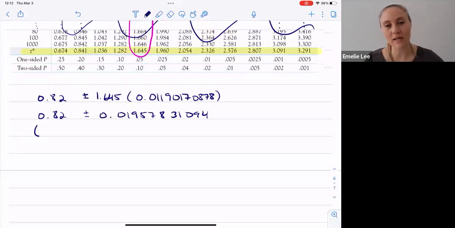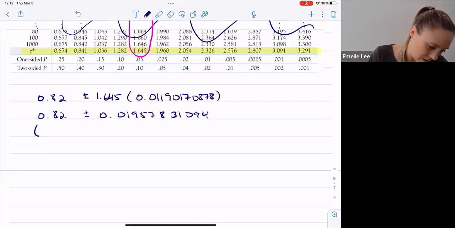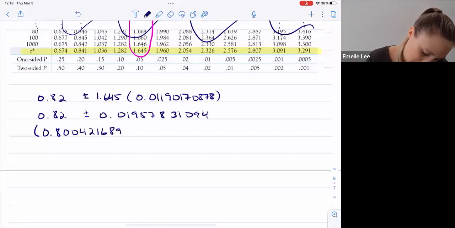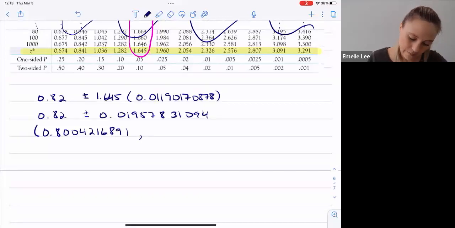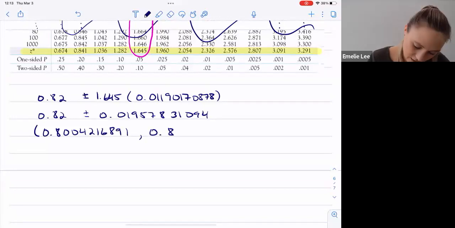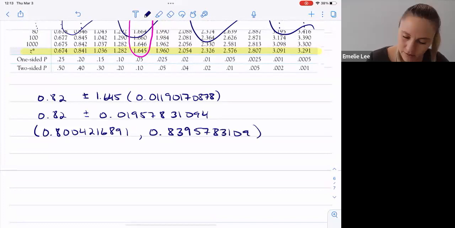So how I'm going to write this answer out is with these brackets, right? With the interval notation, I use round brackets and I separate the lower bound from the upper bound with a comma. Okay, so 0.82 minus that guy puts me at 0.80042168991 up to 0.82 plus recall A, 0.83957831109.